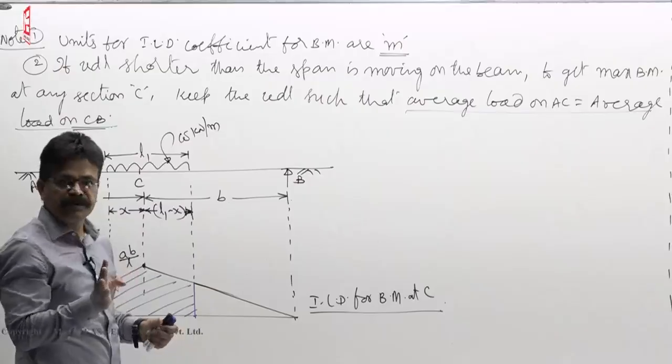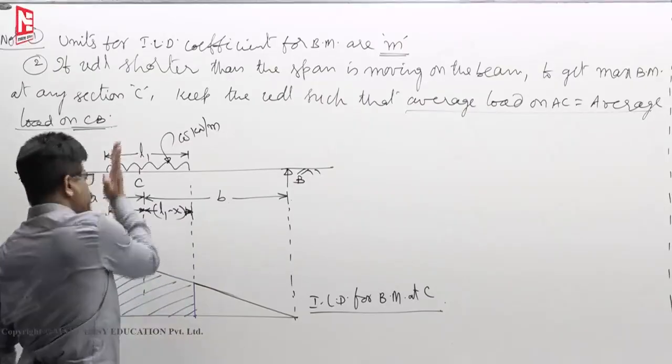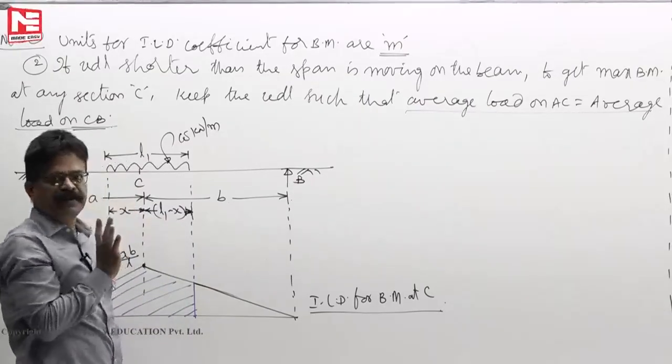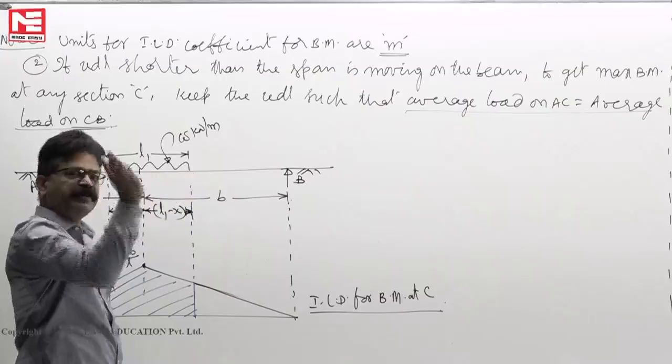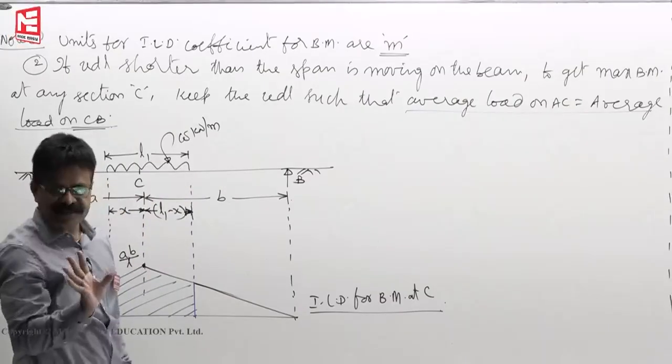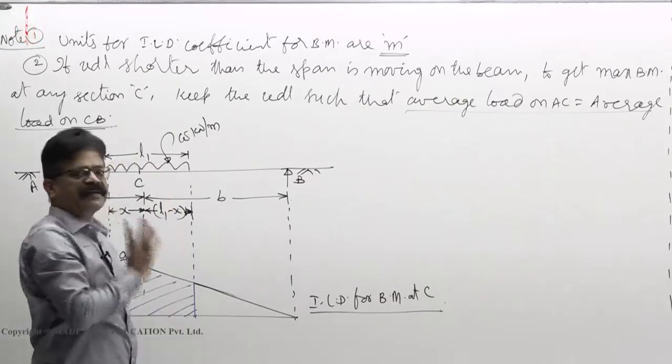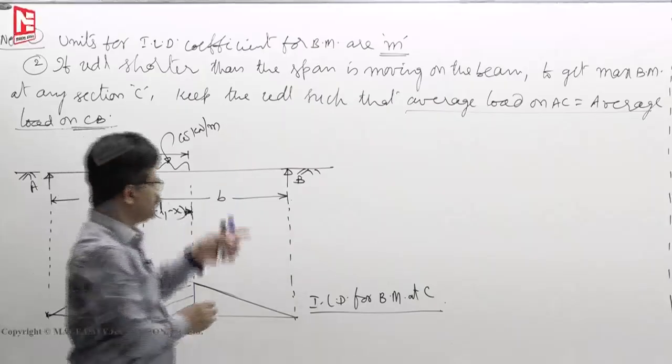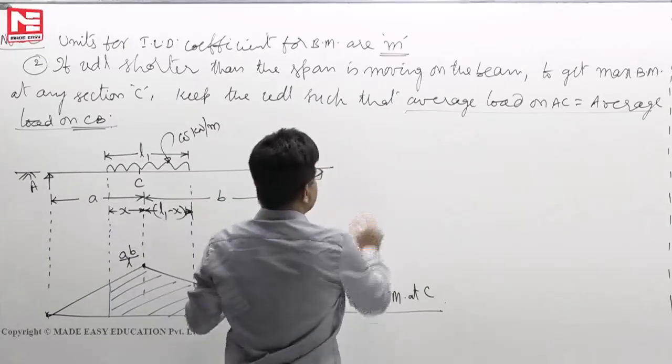It is not the absolute maximum bending moment. At a specified section C, I wanted maximum bending moment. At some other section, I may get a larger bending moment, but I am not interested. At C only, I wanted maximum bending moment. Then this is the condition. What is that? You see here.